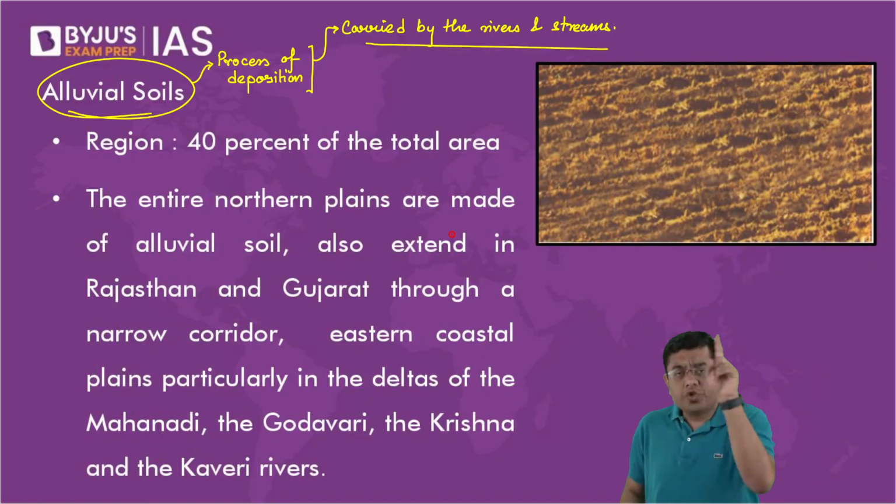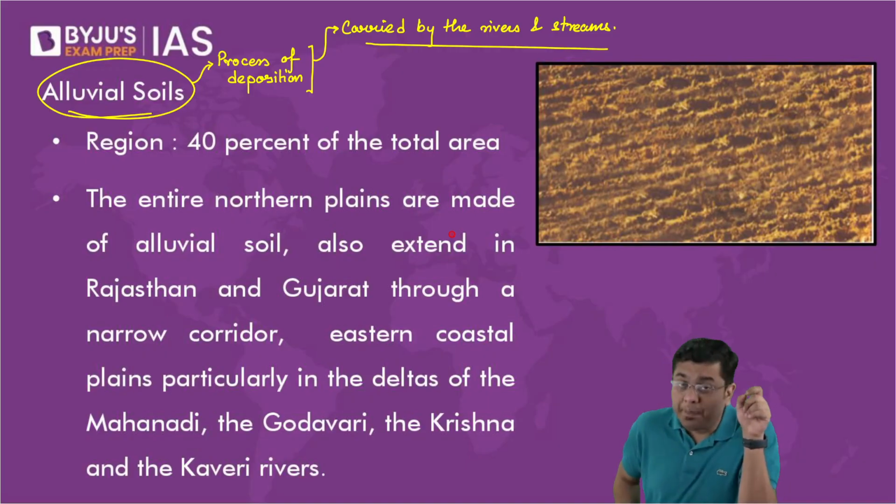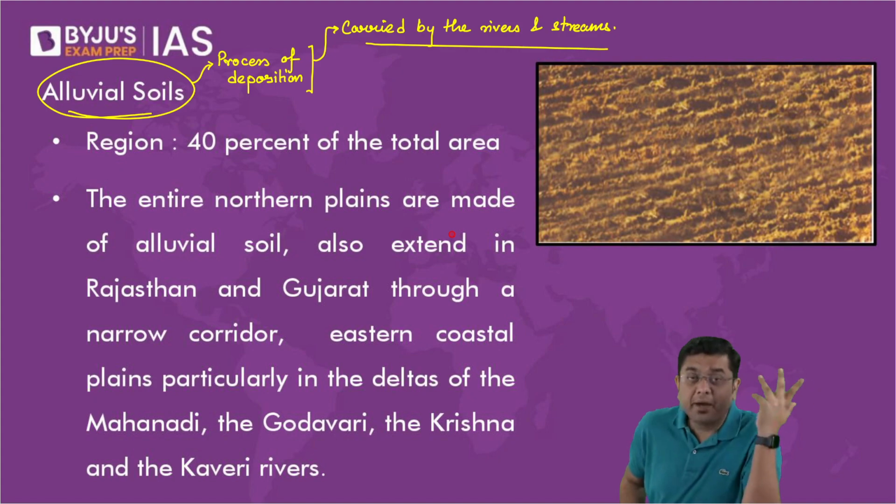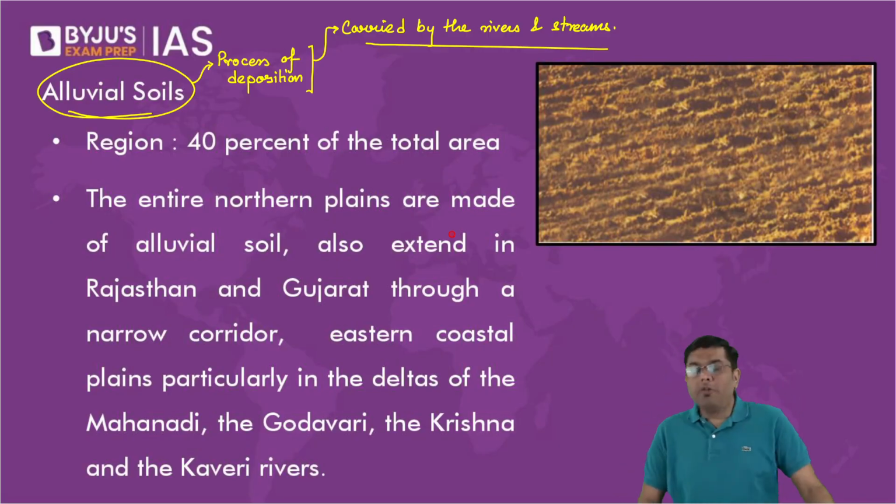Then the coastal plains will also have deposits, eastern and western coastal plains. So, the Malabar coastline. Then, across the entirety of the eastern coastline, you have Mahanadi, Godavari, Krishna, Kaveri. All of them will form very fertile deltas. So there also you will have the presence of alluvial soil. So all of that is the area for alluvial soil.